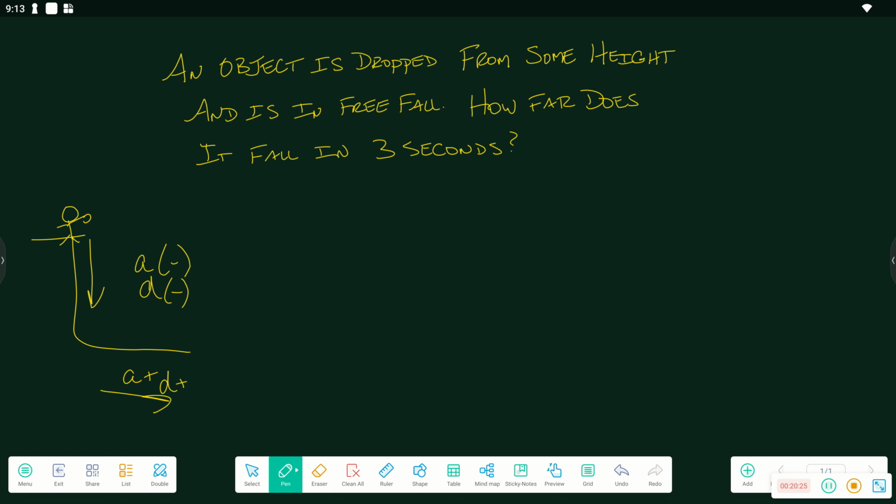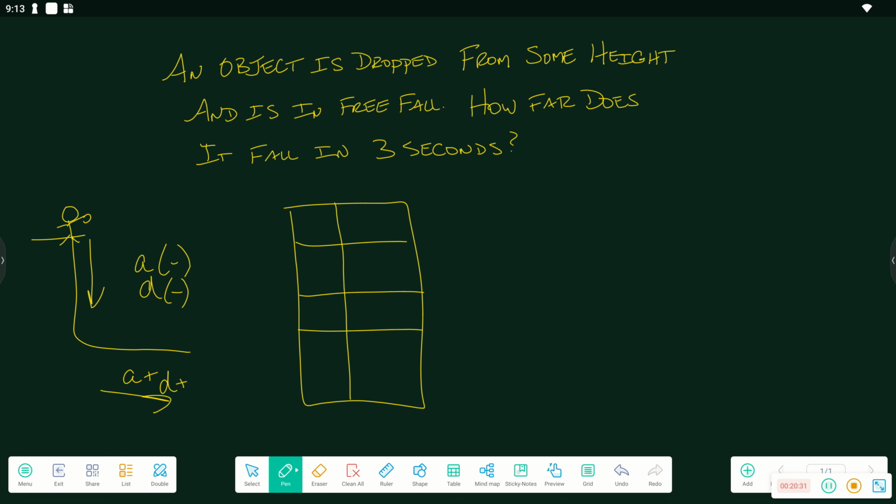All right, so draw your chart. So VI, VF, A, T, D. Okay, an object is dropped from some height. We don't know what the height is, okay? Because that's actually what we have to solve for in 3 seconds, what the displacement is, okay? So it's in free fall. Free fall, we know the acceleration is going to be negative 9.8 meters per second squared. How far does it fall in 3 seconds? That's going to be your time.